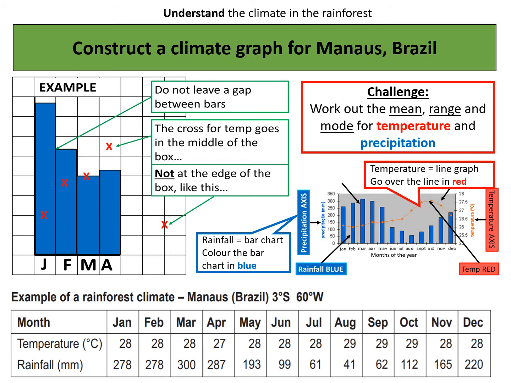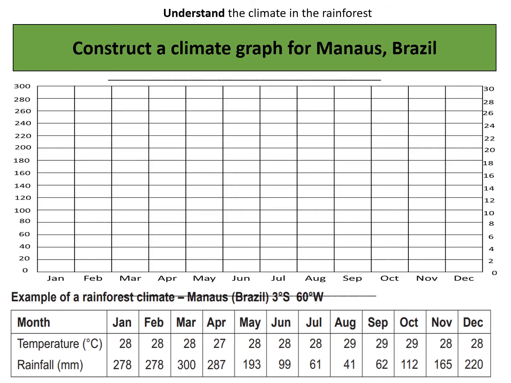So this slide tells us what we need to do when we are constructing a climate graph. So we don't leave gaps behind the bars, and we put crosses in the middle of the grids to show the temperatures, not on the edges like it's shown here. So they go in the middle like this, so this is correct, this is not. So let's go on to the next section and we will start to construct this together.